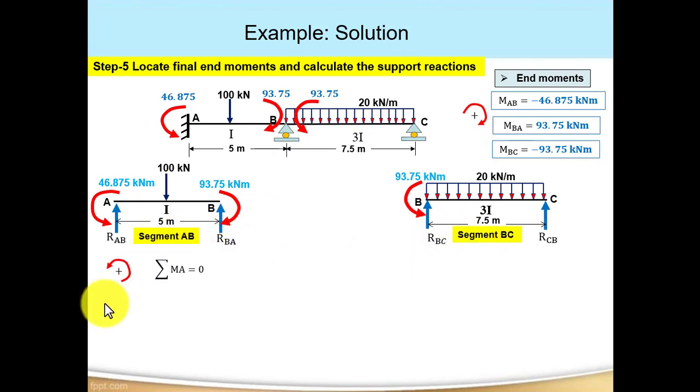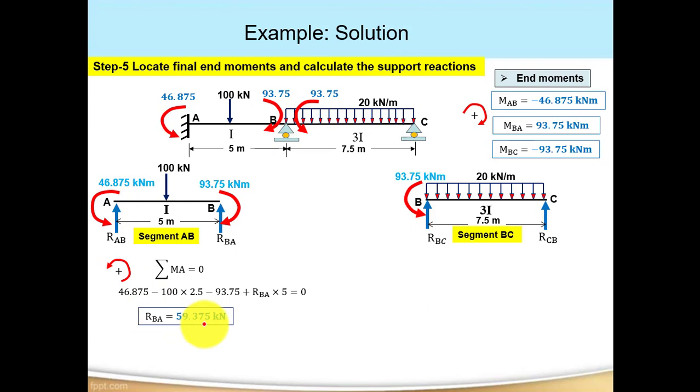Now, for this case, let us assume counterclockwise as positive. Summation of moment at point A equals 0. Therefore, counterclockwise 46.875 here, minus 100 kN times perpendicular distance 2.5, this is clockwise, minus 93.75 kN meter, which is MBA, clockwise, plus RBA times 5, reaction of BA times perpendicular distance from point A, which is 5. Therefore it's plus because it's acting counterclockwise. This equals 0. Simply RBA equals 59.375.